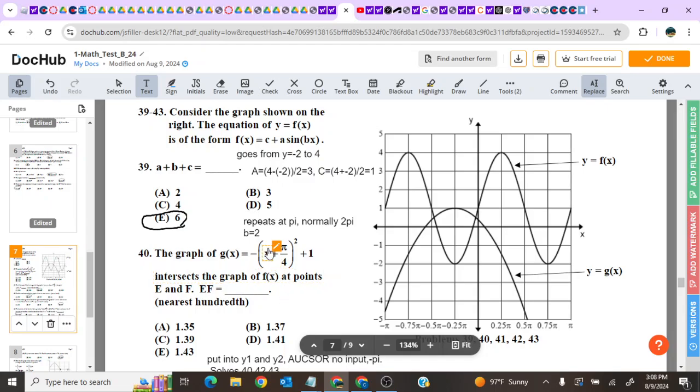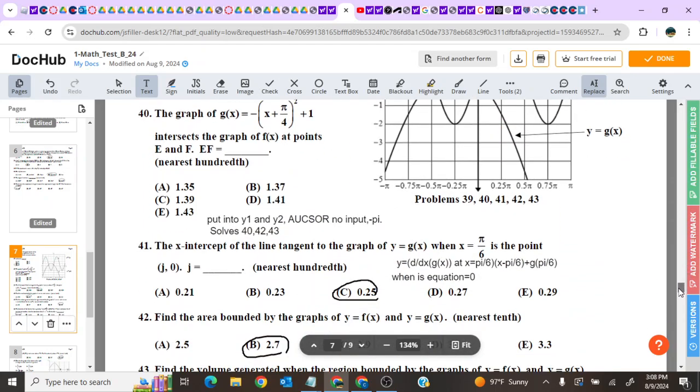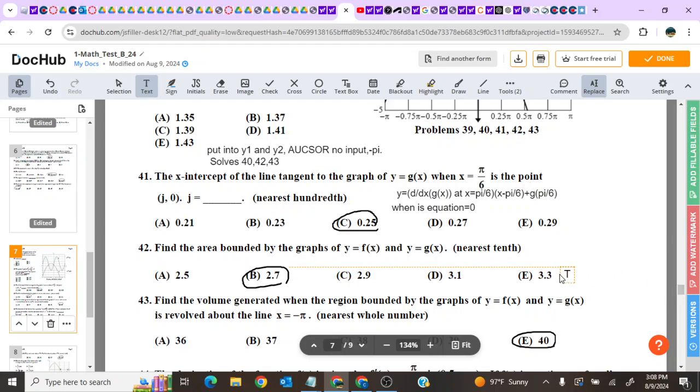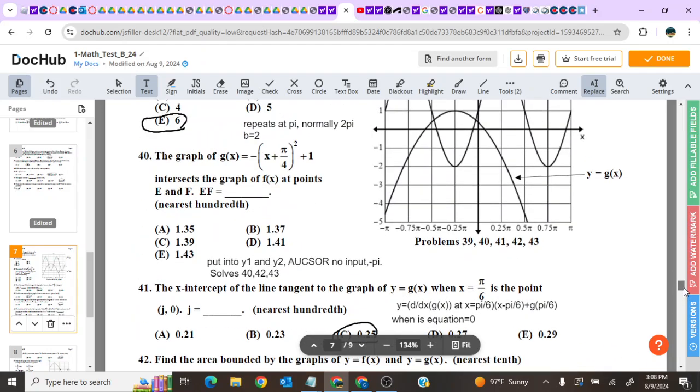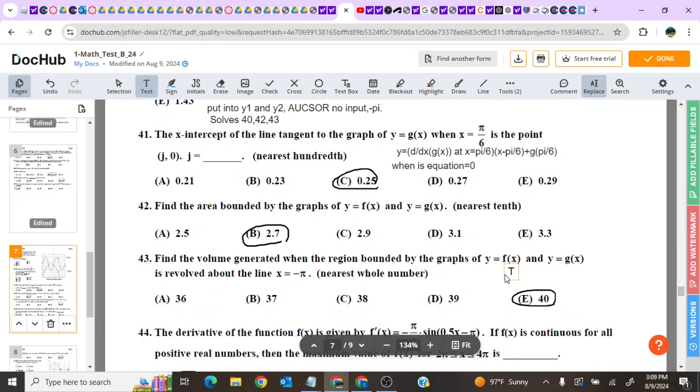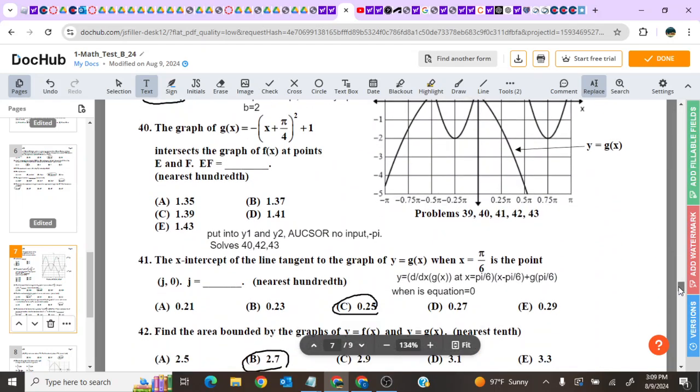Graph of g equals, and so on, intersects the graph at that point. What is EF? For 40, 42, and 43, we're going to be using our Oxor program. So plug these two things into y1 and y2. We just solved for the equation in 39. Then we'll use our Oxor. You'll be able to find these inputs just fine. And then your line of revolution, as stated in problem 43, will be negative pi. So then it will give you the distance between the 2 points.